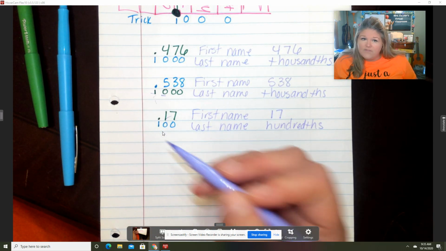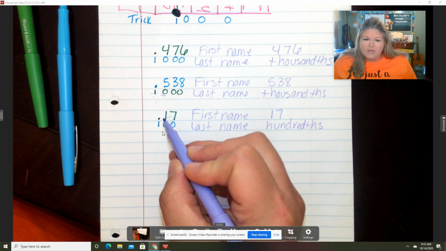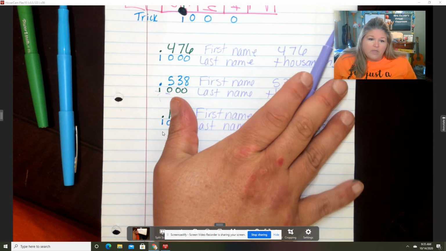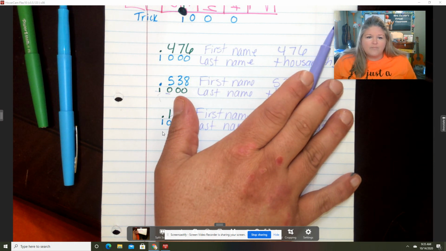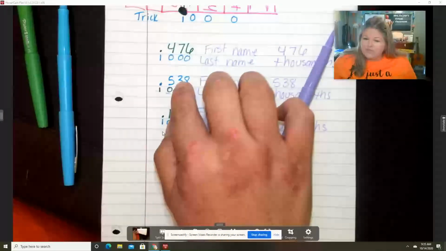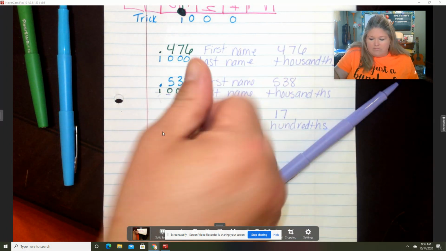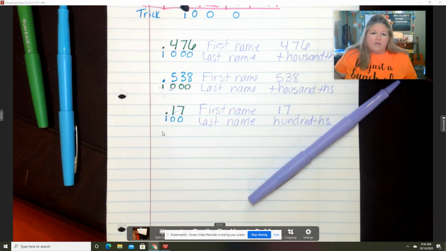All right, well, let's look at the places of these numbers. What place is that 1 in? Well, that 1 is over top of 10, so it would be tenths. If we looked at the 3, that 3 is over top that second 0, so that would be hundredths.